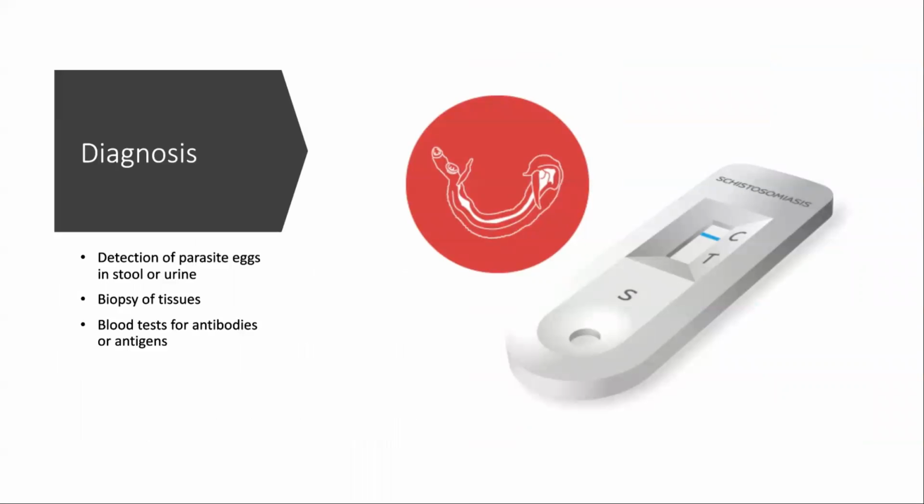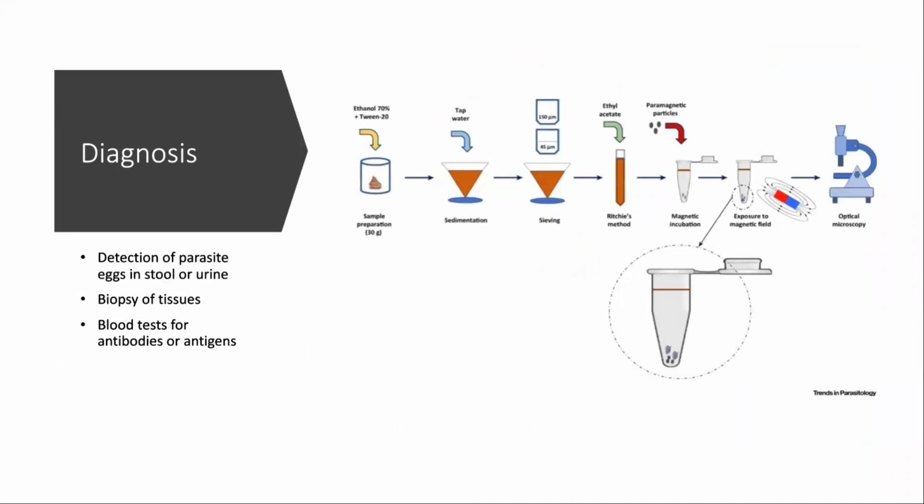All right, so for the diagnosis, they can do urine tests, and these are actually some of the more modern tests that have come out. It's a much faster response rate, and you just pee on the stick. But they could also do microscopic detection of parasite eggs in the stool or urine. They could do a biopsy of tissues, and there are also blood tests for antibodies or antigens of these parasites.